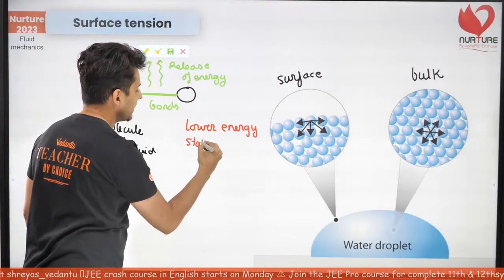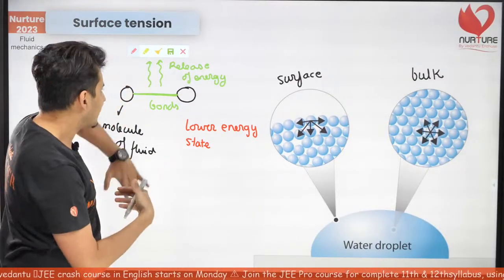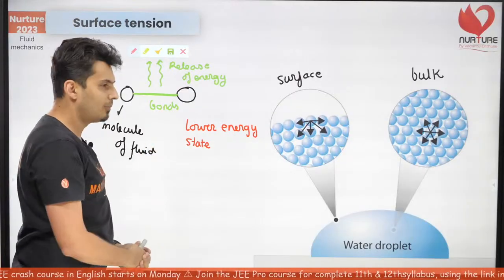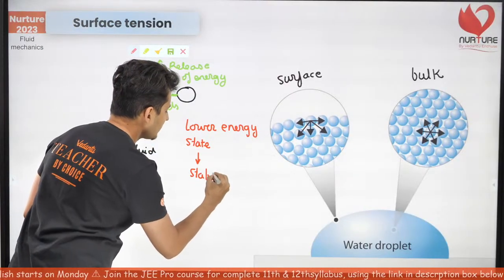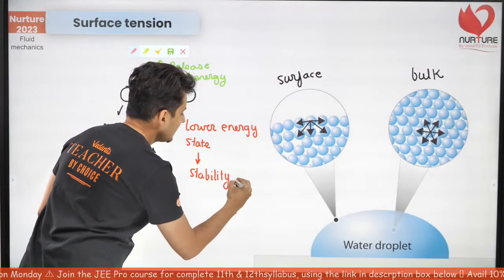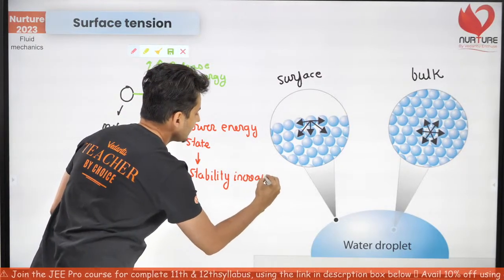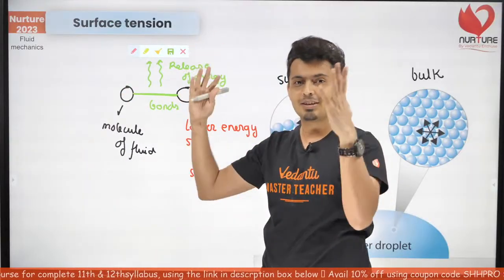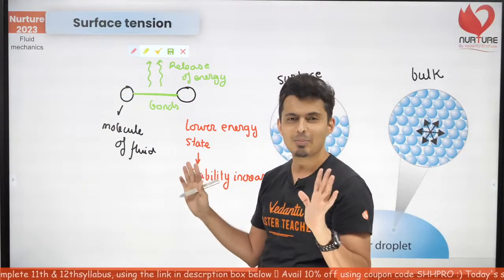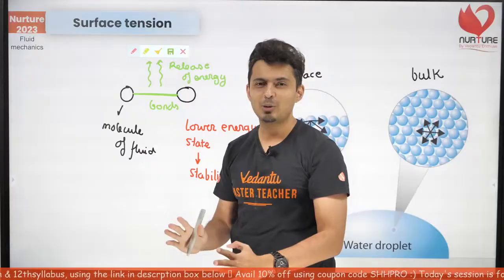Okay, they lower their potential energy, they lower their energy state by releasing the energy and they form a bond. That makes it more stable. So, the stability basically increases. They become more stable, like each other, they release the energy. Okay, now we are in lower energy, now I'm happy.